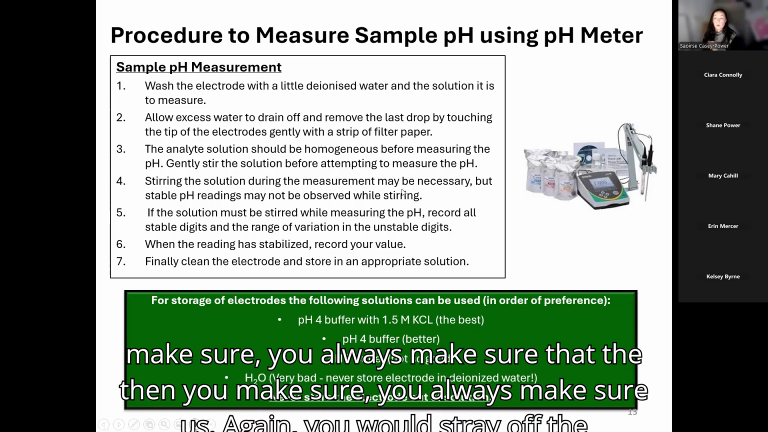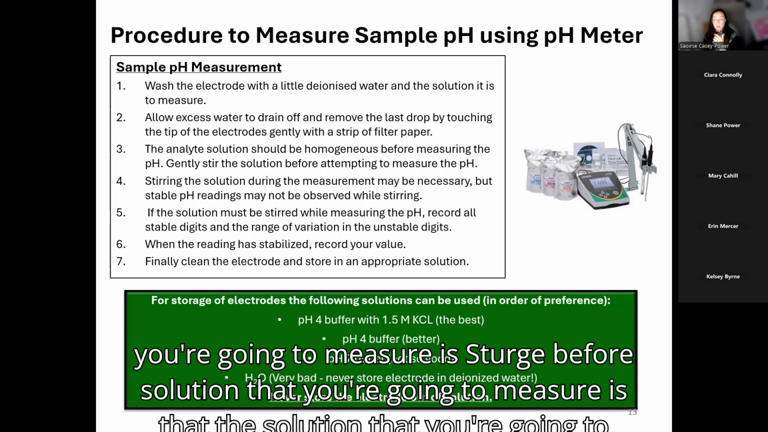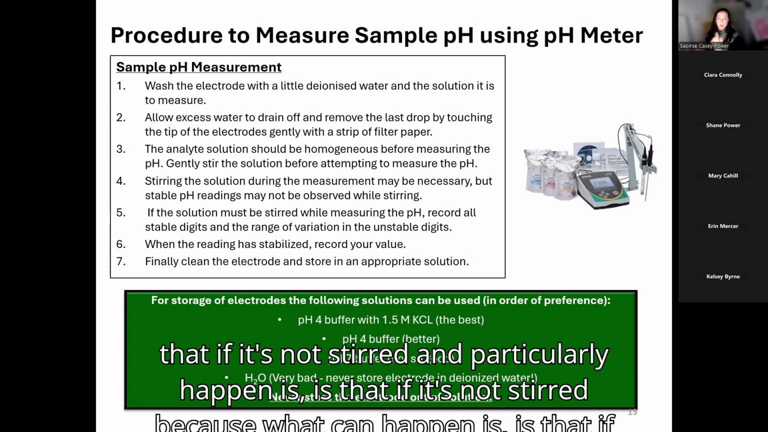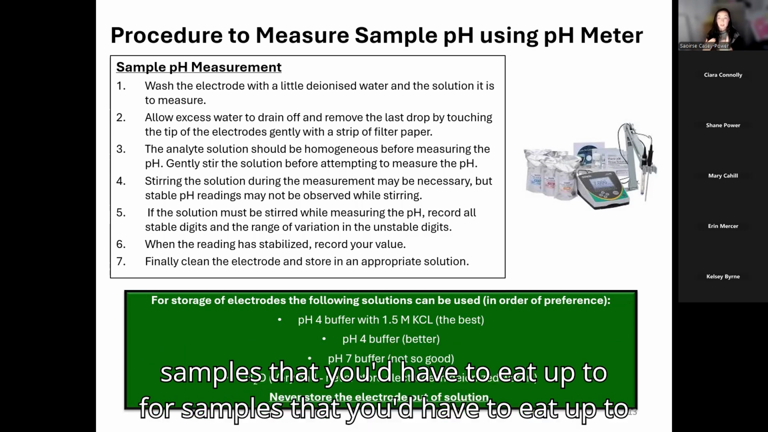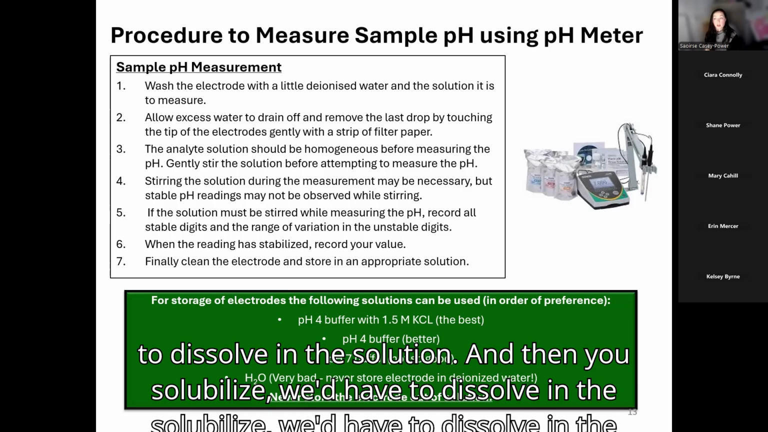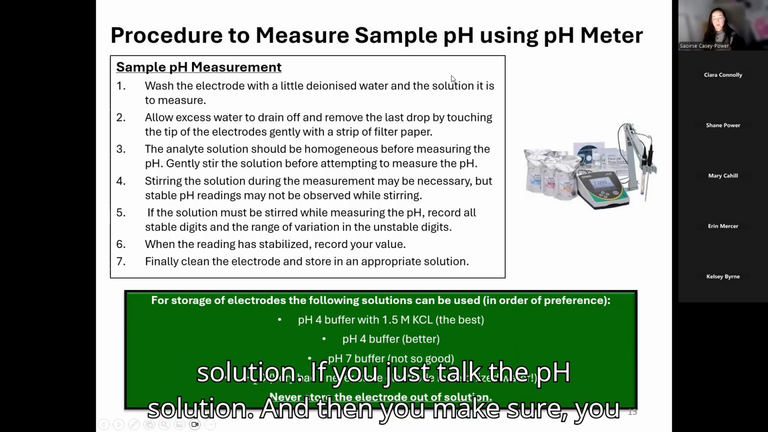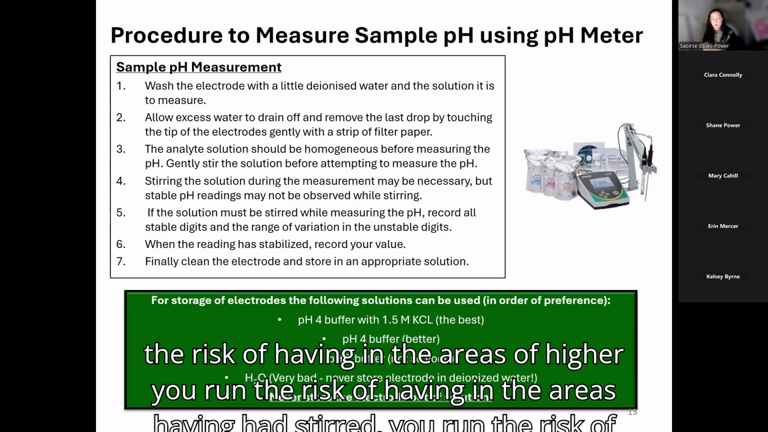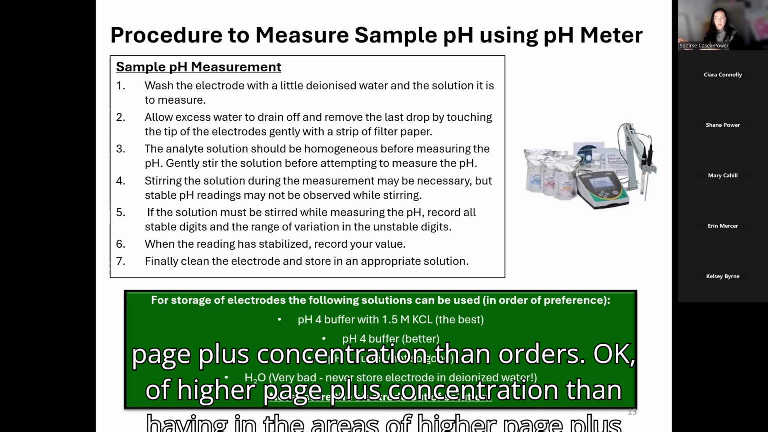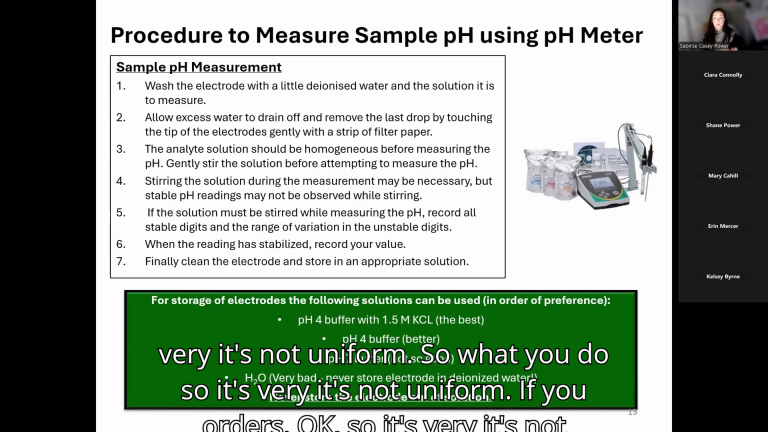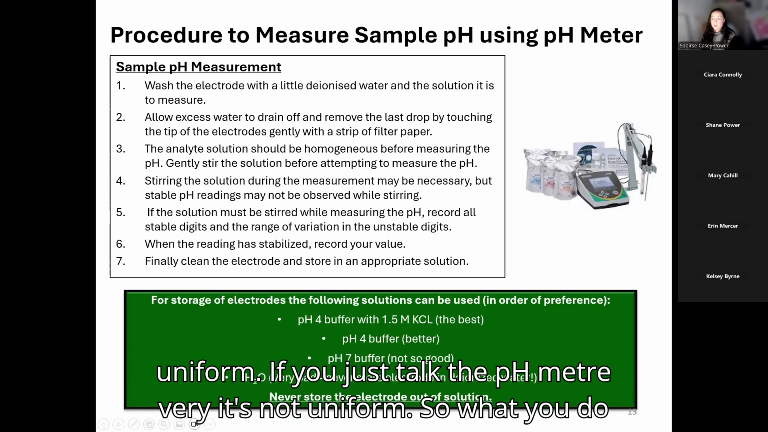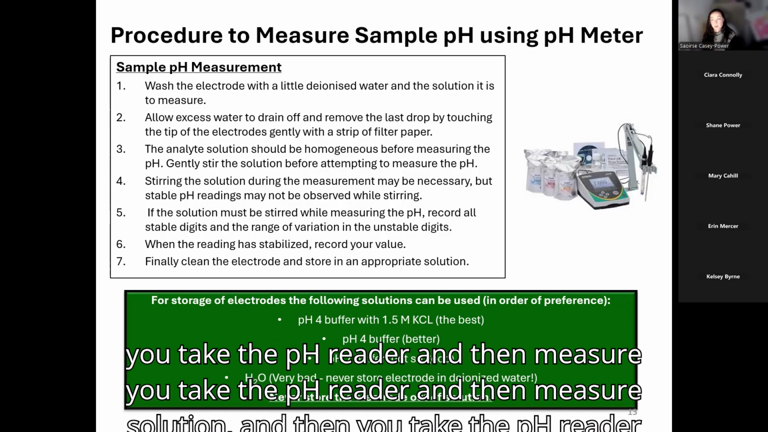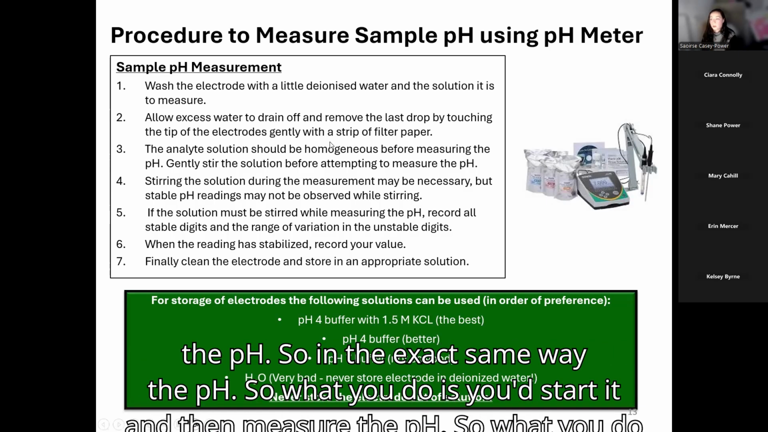And then you always make sure that the solution that you're going to measure is stirred before you take the pH reading. Because what can happen is that if it's not stirred, and particularly for samples that you'd have to solubilize or dissolve in the solution, if you just stuck the pH meter in it without having it stirred, you run the risk of having areas of higher H+ concentration than others. Okay, so it's not uniform. So what you do is you stir it first, make sure you have a nice uniform solution, and then you take the pH reader and measure the pH.